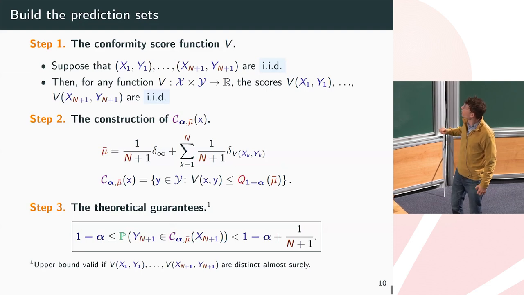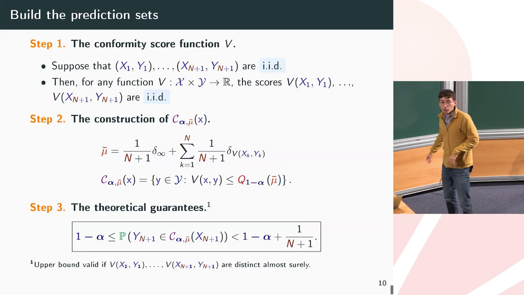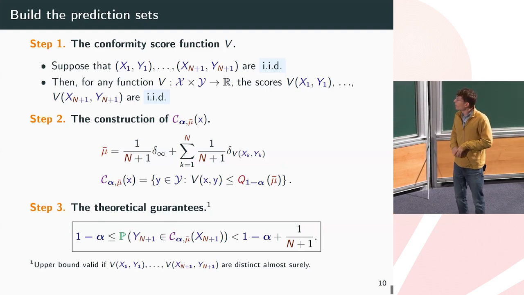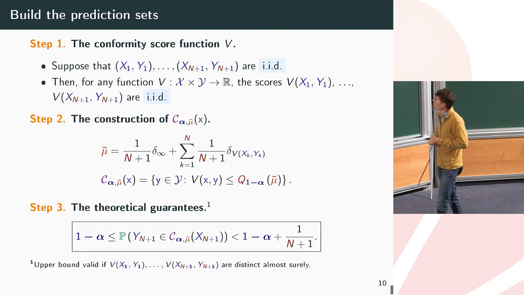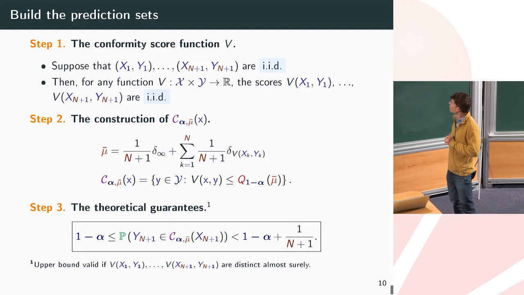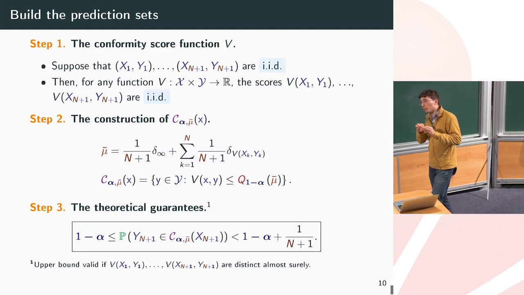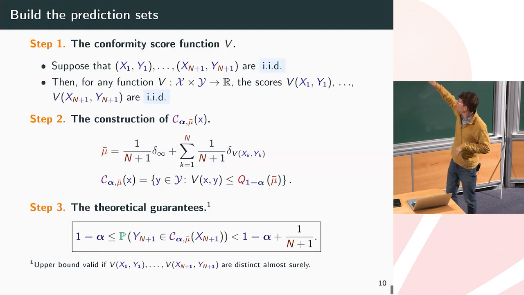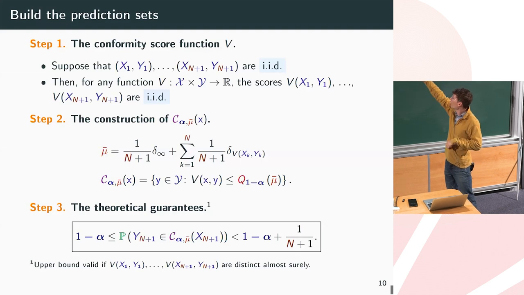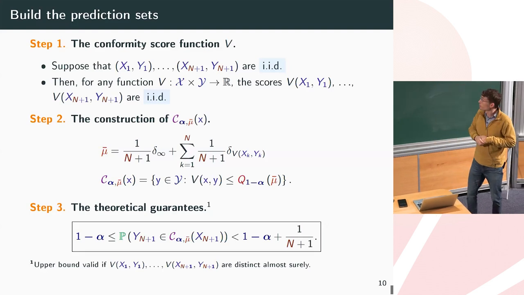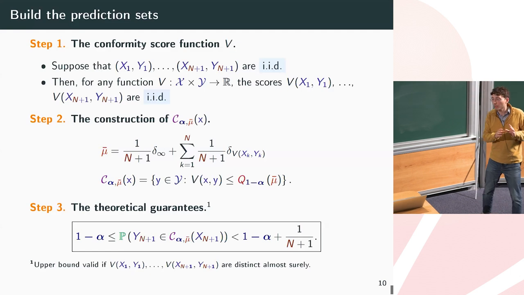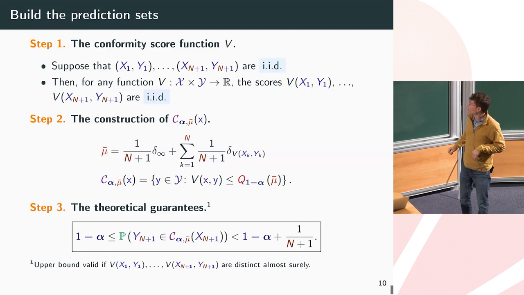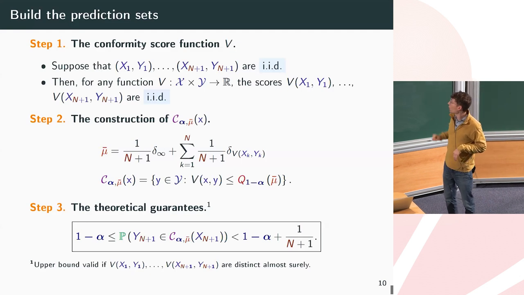And you start from your data. We will first assume that they are IID, but in fact, it's not necessary. And then you take a conformity score function, so V, and the conformity score function will map your data into the real line. And so the easiest way to create the prediction set, given an input X, is to take every label Y, such that the score of the data XY is below the quantile of mu bar, and mu bar is here the distribution of your scores.